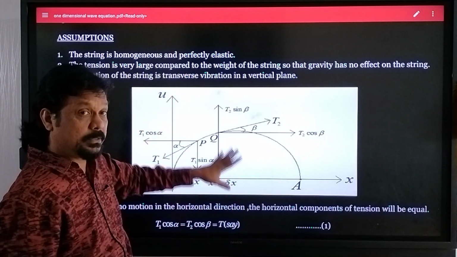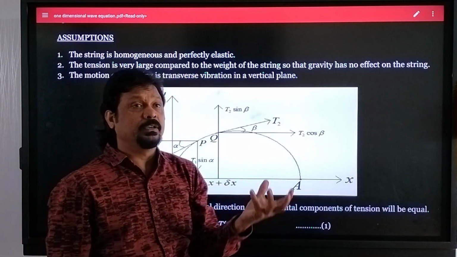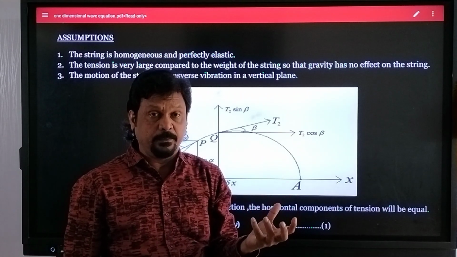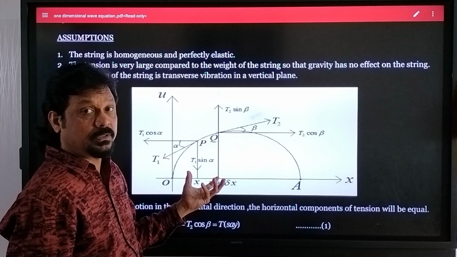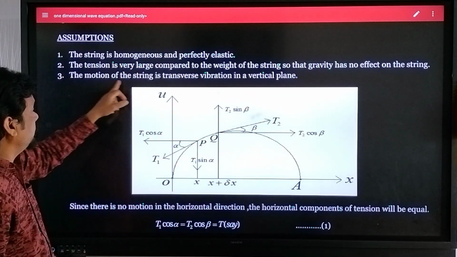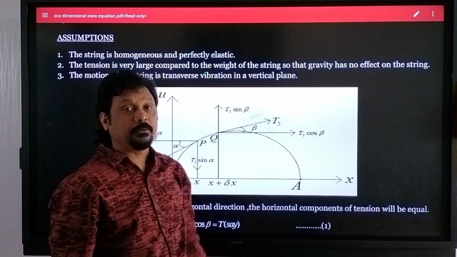Okay. If there is weight of the string, that means gravity will apply a force, that means mg, which is the weight of the body. If weight is negligible, then gravity has no effect on the string. Okay. The motion of the string is transverse vibration in a vertical plane.